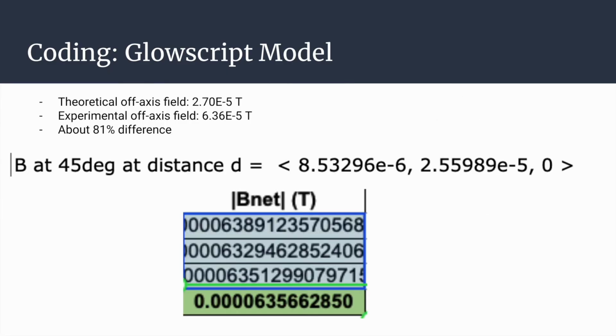For the off-axis magnetic field, I found through the Glowscript model that theoretically it should be 2.70 times 10 to the negative 5 teslas. However, my experimental off-axis field was 6.36 times 10 to the negative 5th teslas, which was about an 81% difference. And now for the discussion.